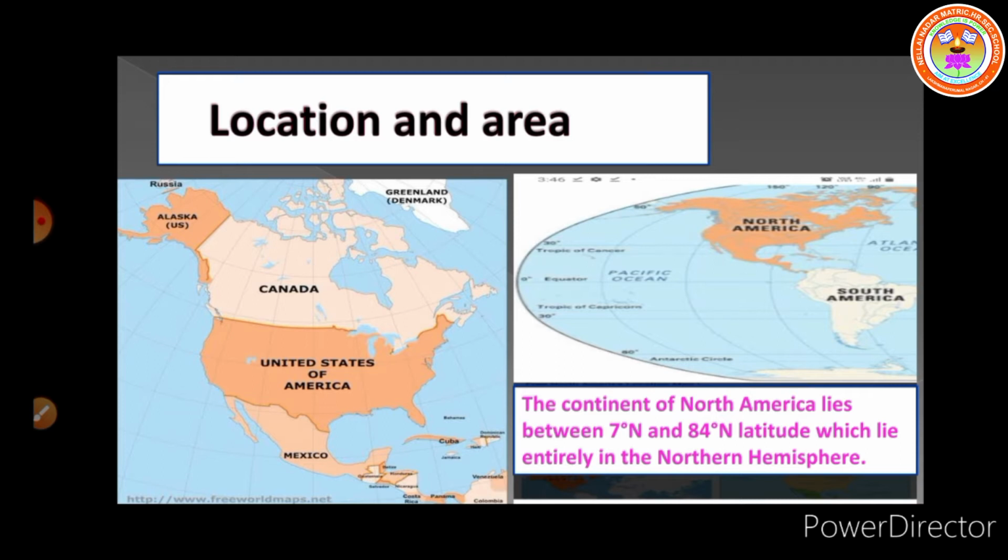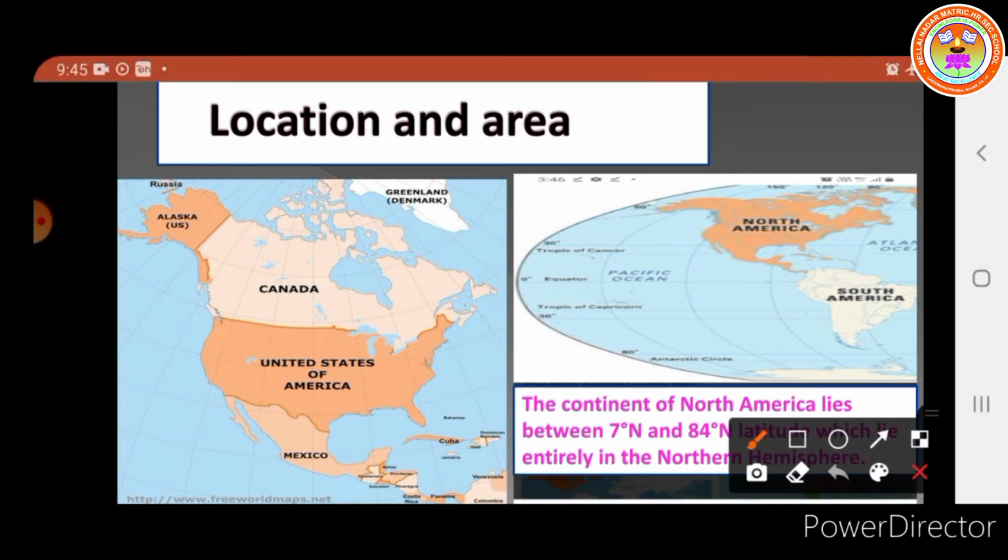What do you mean by latitude and longitude? Latitude and longitude are a system of imaginary lines used to describe the location of any place on earth. Lines of latitude run in the east-west direction. Lines of longitude run in the north-south direction. Okay? This is the latitude, east-west. Longitude, north-south. Okay?